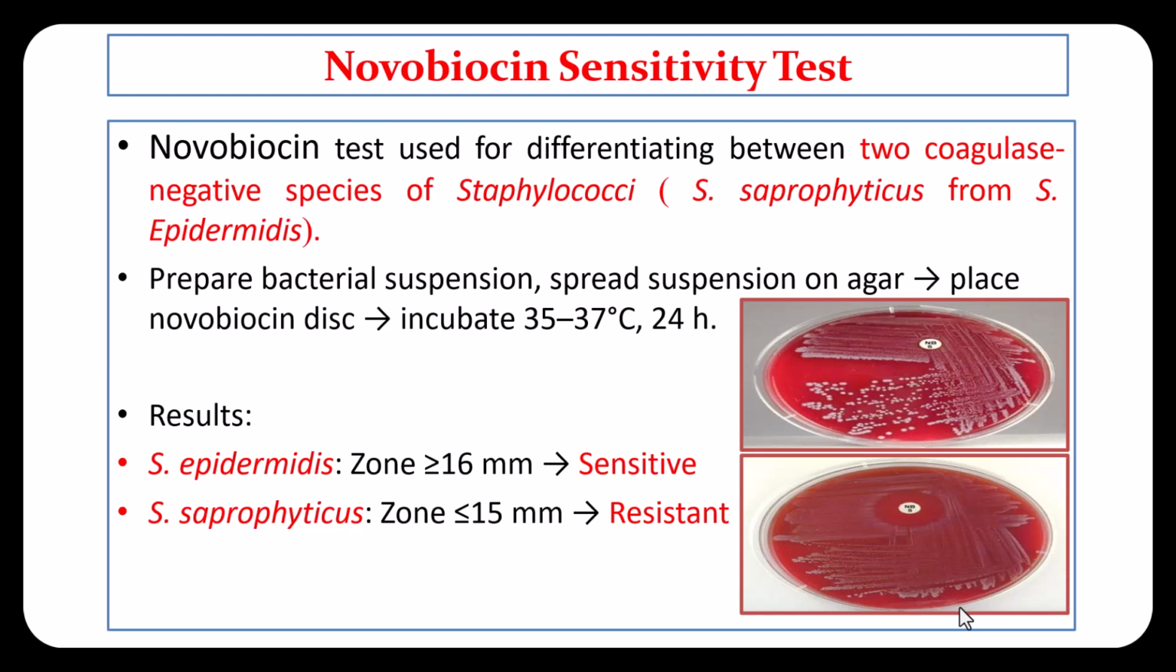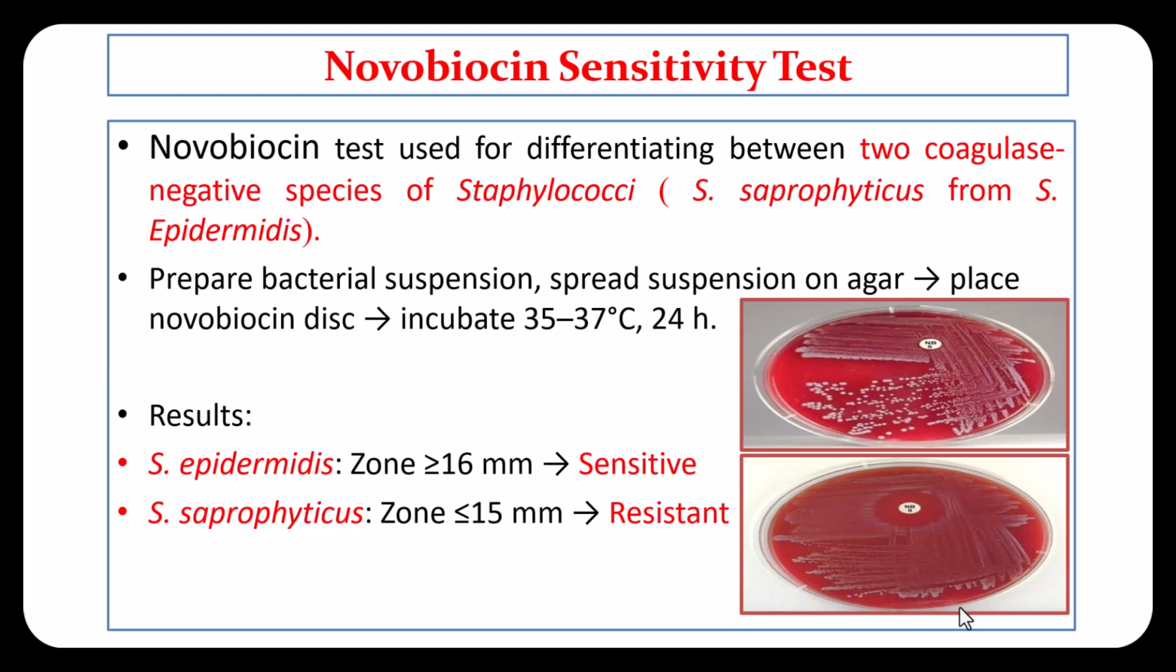Now, the coagulase negative result: the positive result indicates Staph aureus, while the negative result may be saprophyticus or epidermidis. We can differentiate between saprophyticus and epidermidis, the two coagulase negative species of the Staphylococci, using the novobiocin sensitivity test, as epidermidis is sensitive to the novobiocin antibiotic, while saprophyticus is resistant to the novobiocin antibiotic. And this antibiotic is used in vitro. It means it is used for identification of the bacteria in the lab.